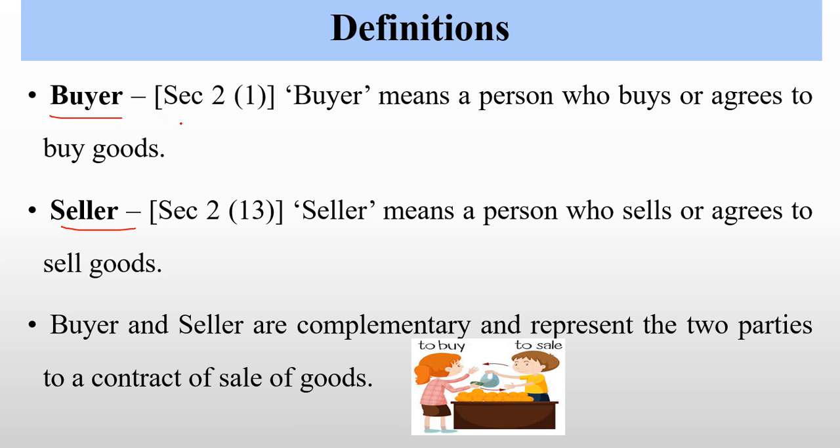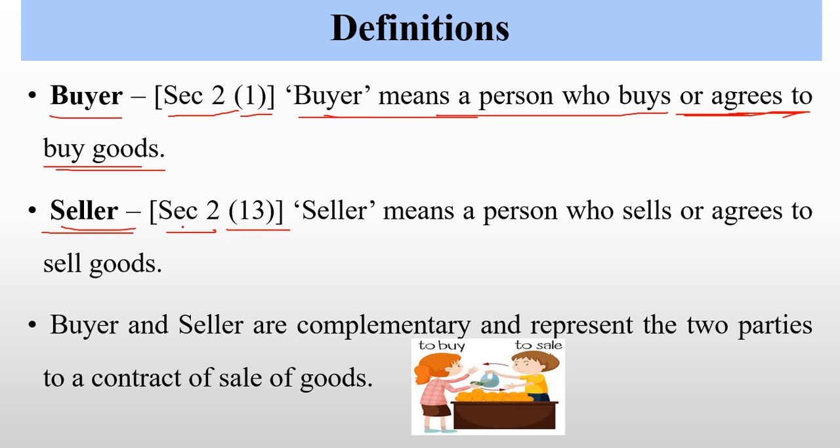Under section 2 subsection 1, buyer means a person who buys or agrees to buy the goods. So the buyer is a person who buys the goods from another person, and who is that other person? The seller. Or the buyer is the person who agrees to buy the goods. And under section 2 subsection 13, seller means the person who sells the goods or agrees to sell goods.